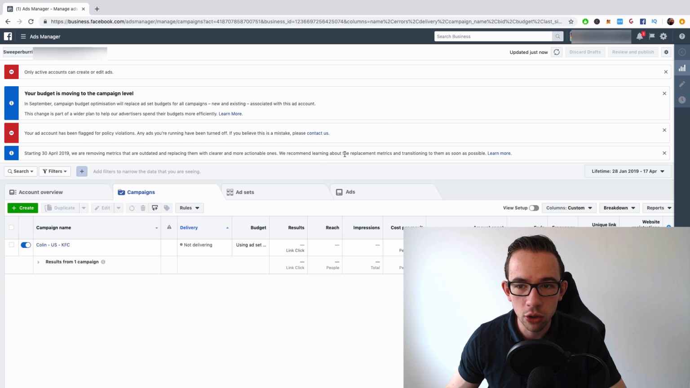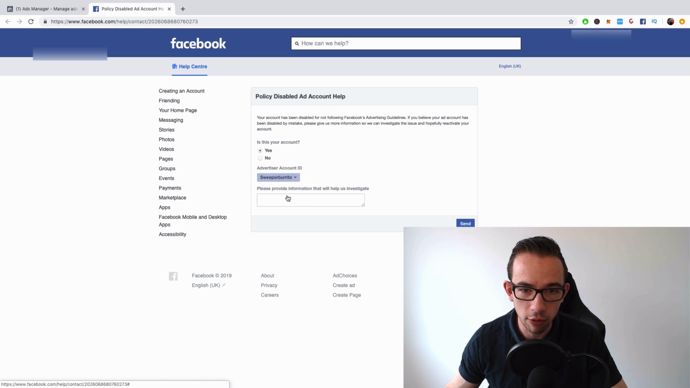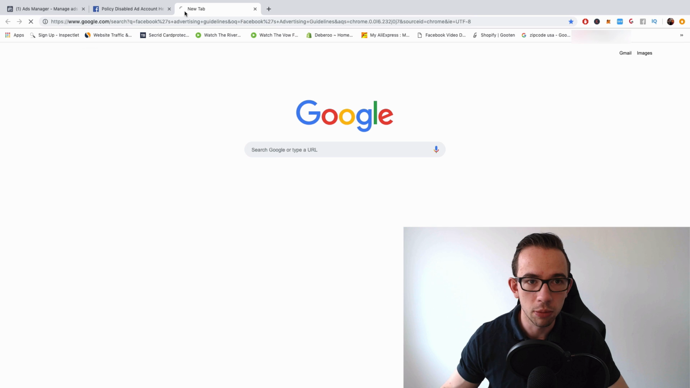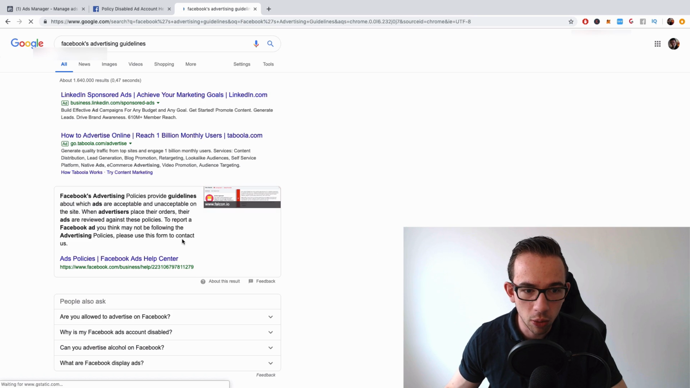But what we're going to do is we're going to go and contact us. So it has been flagged for policy violation, which is a shame. So we're going to appeal. So policy, disabled ad account. And then we're going to do, is this your account? Yes, select the ad account. Well, I have only one ad account banned, which is this one. And your ad account has been disabled for not following Facebook advertising guidelines. So we want to see those guidelines because it is important for the appeal. So I'm just going to paste that in there. Grab the actual document with ad policies.